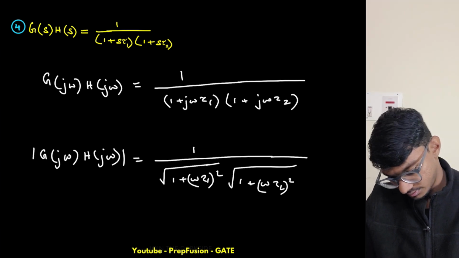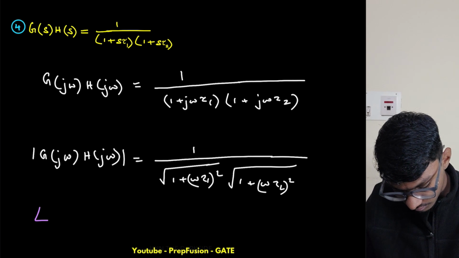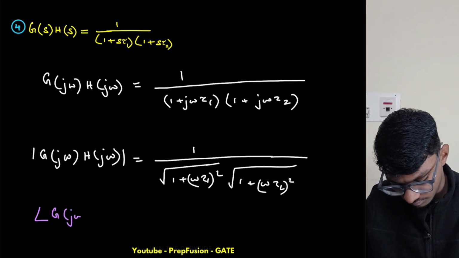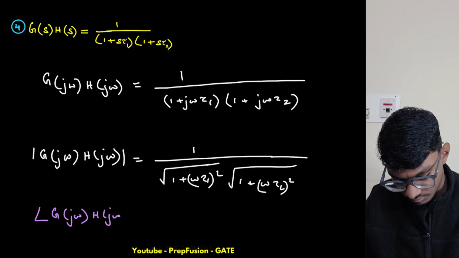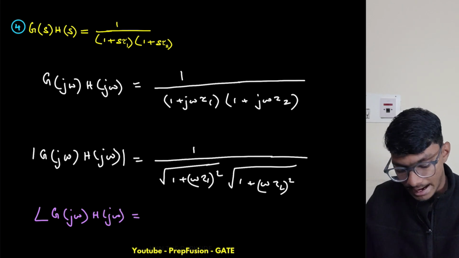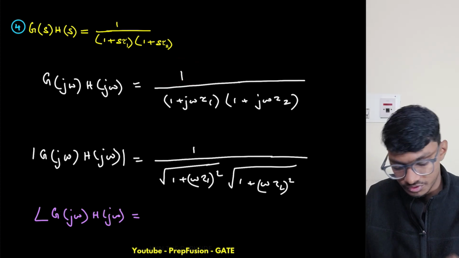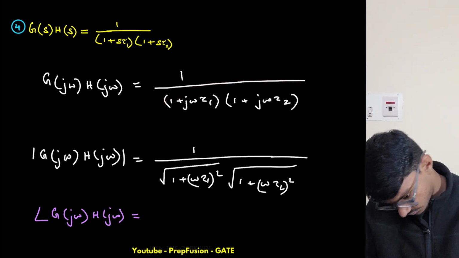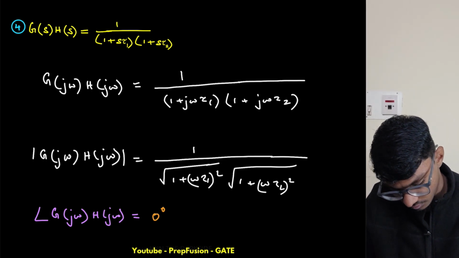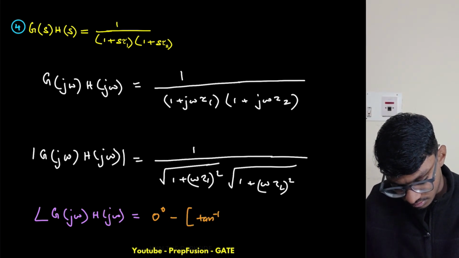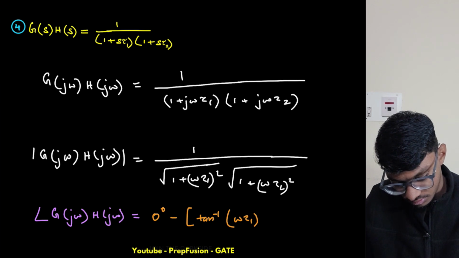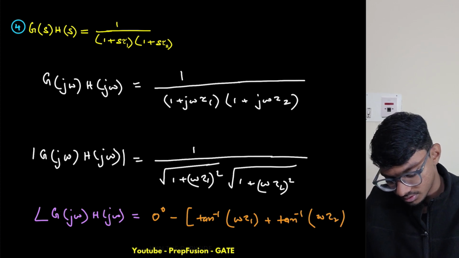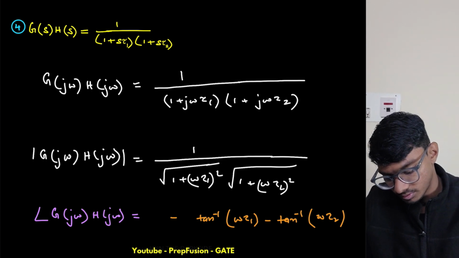And what is my angle basically? My angle, obviously the numerator has 0 contribution, but the denominator has 2 angle contributions. So 0 minus. Writing this directly now, this will be simply minus only. 0 I can remove, and this bracket also I can remove. All this will be minus only.